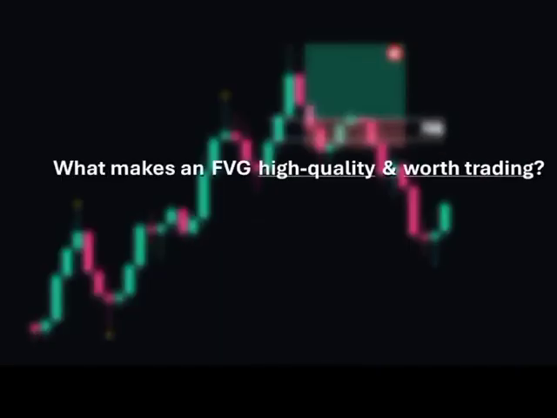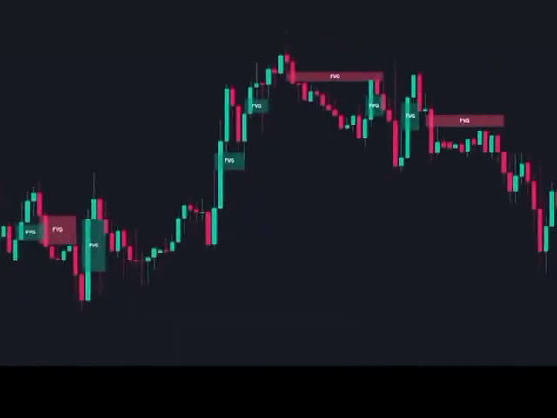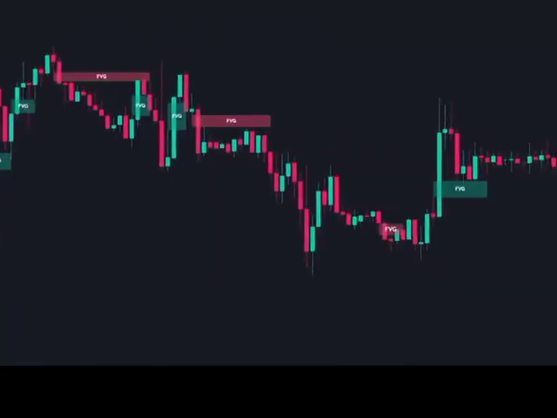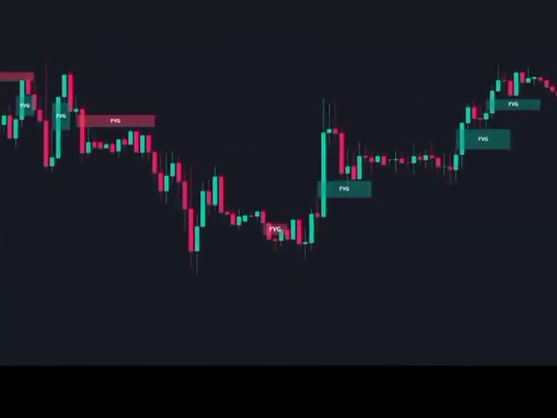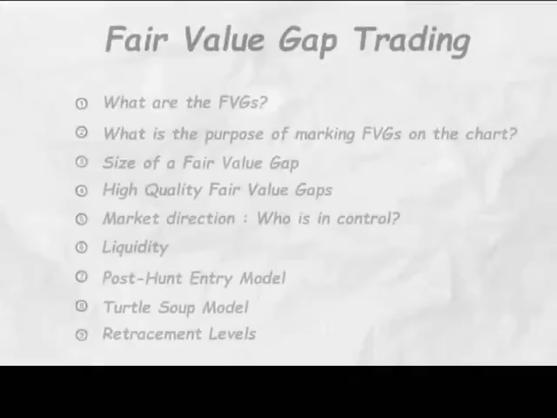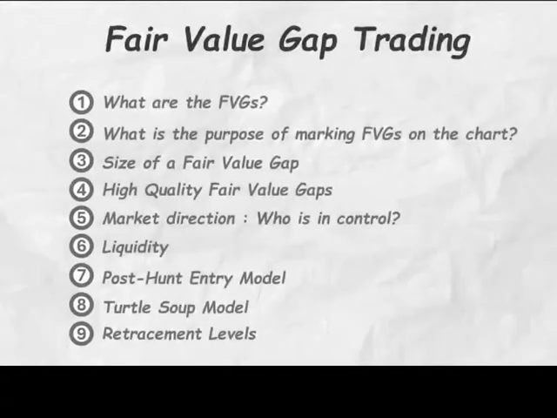To answer this question, we've backtested over 100 fair value gaps on the recent Euro-dollar chart to uncover the exact characteristics of those FVGs that actually move the market. In this video, we'll explain how to trade FVGs like a professional trader. Also, how can they be combined with other smart money concepts to enter high probability trades?